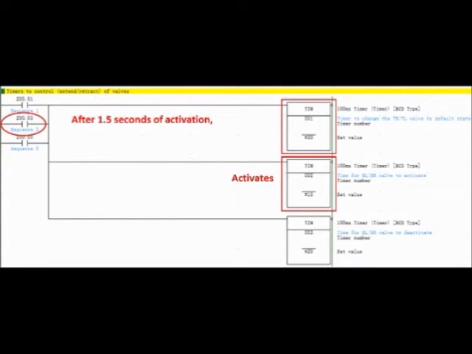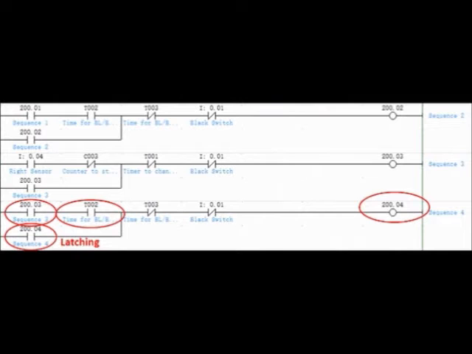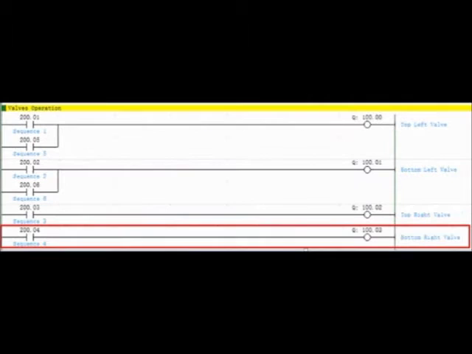After 1.5 seconds of activation of timer 001, timer 002 is activated. Along with the activation of sequence 3, sequence 4 is activated. This then activates the bottom right valve and allows it to go into a retracted position. The second ball drops.